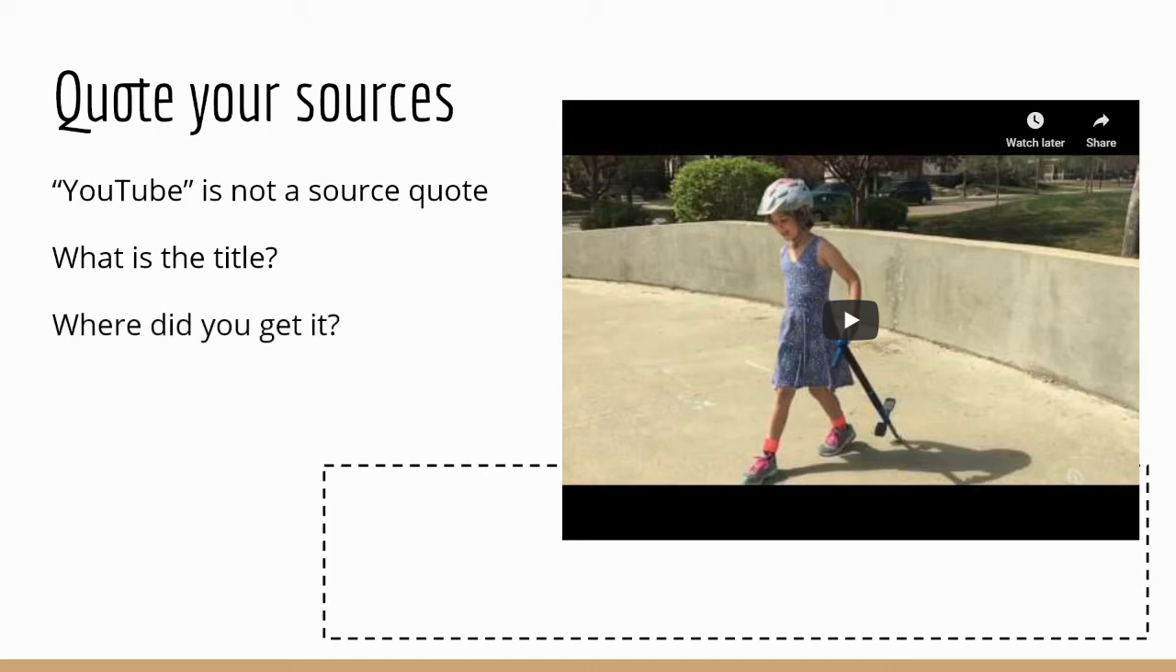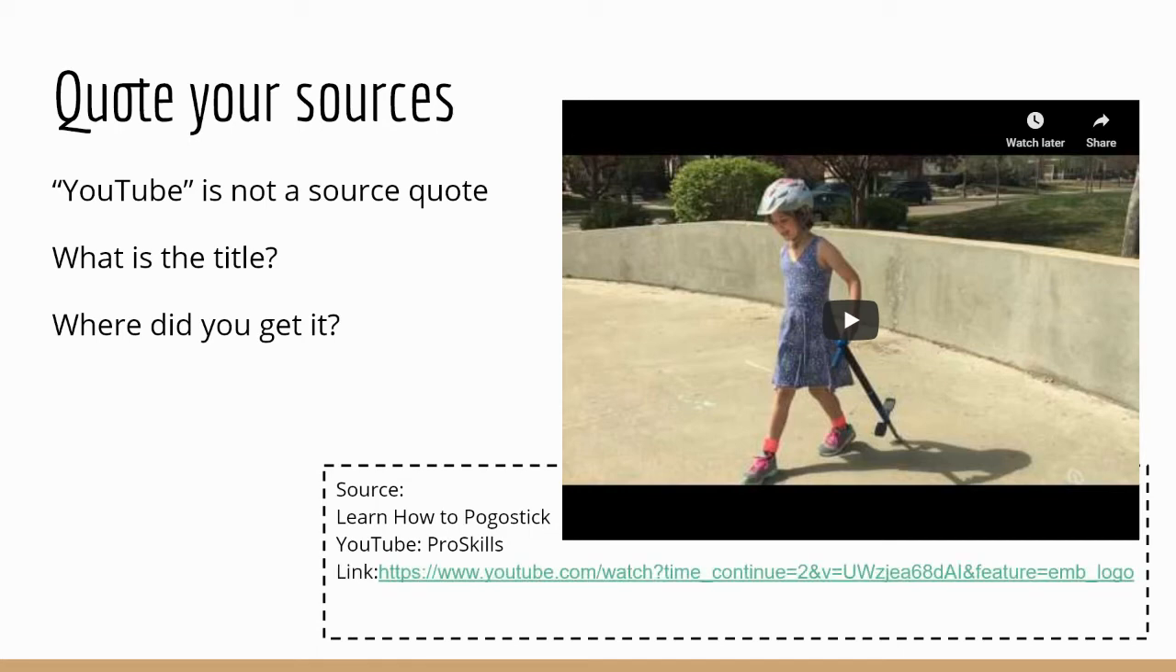If you got it on YouTube, which is most everything we're using, then you can put YouTube. So your source has to include the title of the video. In this case, it was called Learn How to Pogo Stick. So if someone searched Learn How to Pogo Stick, they'd find this video. And I got it on YouTube, but it was in a group called Pro Skills. So if they've got a channel, then that's the name of their channel. Put that on there. And then put the link on there. So someone can click on the link and they can go to that video.